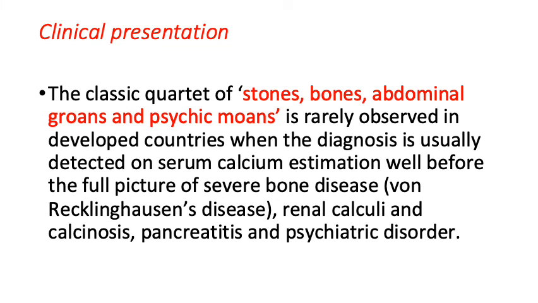Regarding the clinical presentation of hyperparathyroidism and hypercalcemia, there will be renal stones, and there will be an effect on the bone. There will be a severe bone disease, we call it von Recklinghausen disease. There will be renal calculi and calcinosis, as we said. Hypercalcemia will precipitate pancreatitis, and then there will be a psychiatric disorder.